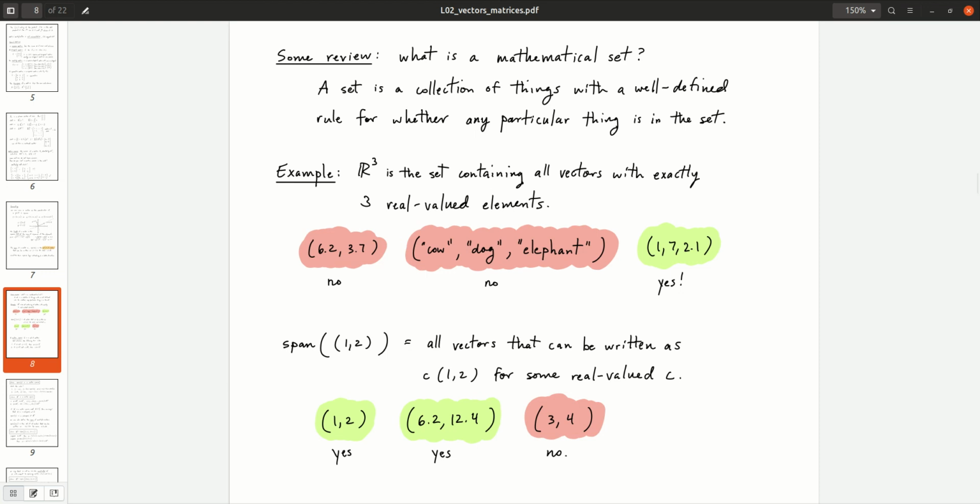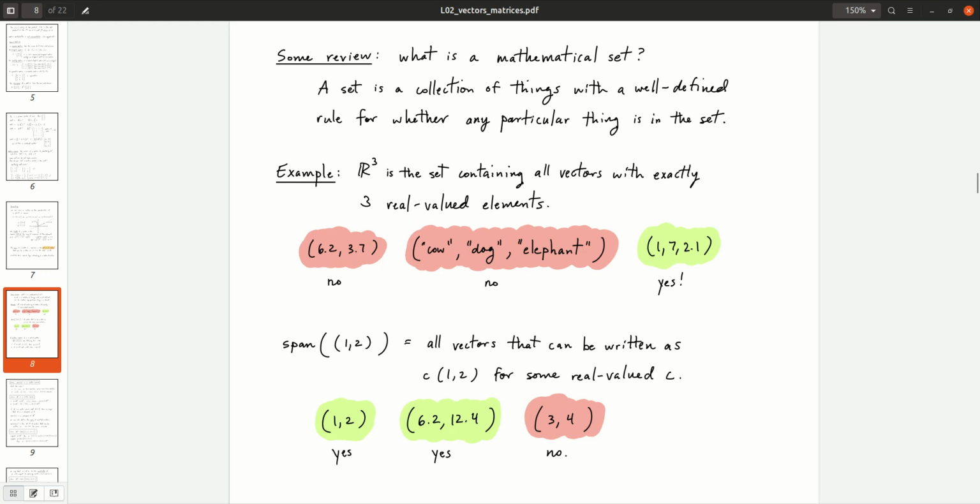And to determine whether it's in the set, you have to ask yourself, does it satisfy the rules for the definition of the set? And the answer is no, because it doesn't have 3 real valued elements, it has 2. So then you get a no there. Okay, here's another one. This is a vector of length 3. So it satisfies the first part, but these are words, strings, if you will, and they're not real valued, meaning they're not real numbers. This is also not a member of R3.